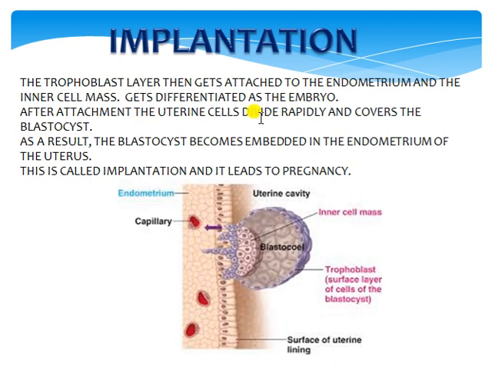So automatically, when the uterine cells start dividing, the blastocyst structure, or blastula structure, starts getting embedded within the endometrial lining. As a result, the blastocyst becomes embedded in the endometrial lining of the uterus. Just now I have told, this is called implantation, and it leads to pregnancy. So the endometrial cell lining will start dividing rapidly, and the blastula will get embedded within that. Automatically the pregnancy period in that female will get started.